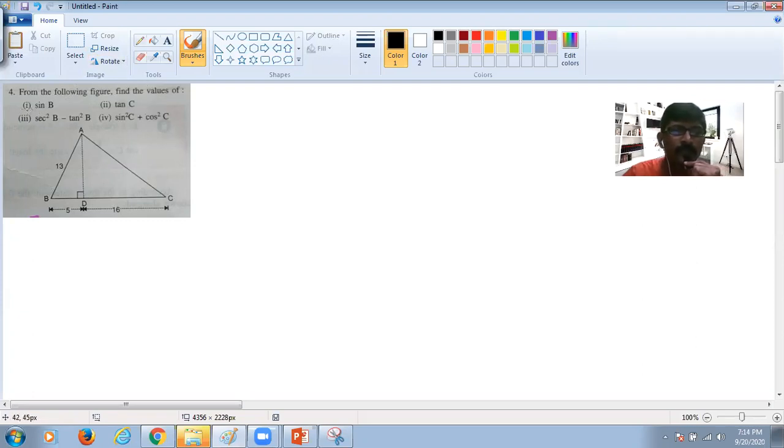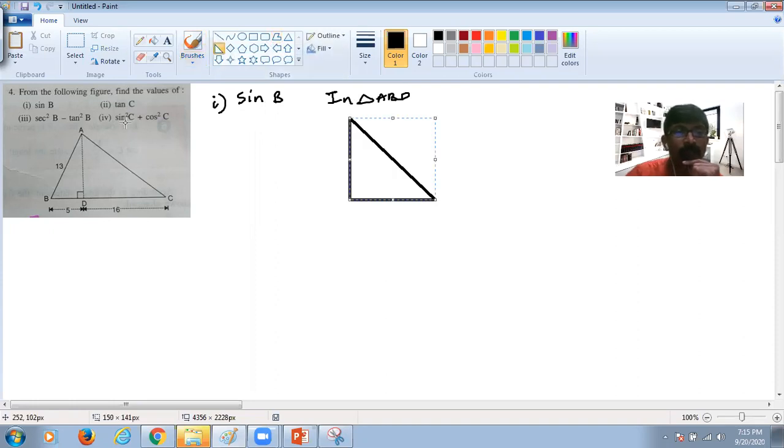In this question, particularly questions number 1, 2, and 3, we have to find sine B. So I'll teach you how to do this sine B. For sine B, which triangle are you going to choose? You're going to choose triangle ABD. So you can write here, in triangle ABD. If you wish, you can draw a separate triangle over here and name it the way it is. Are you getting it?